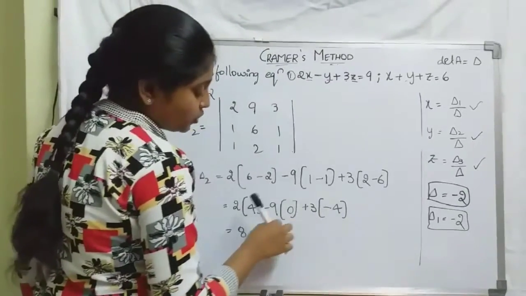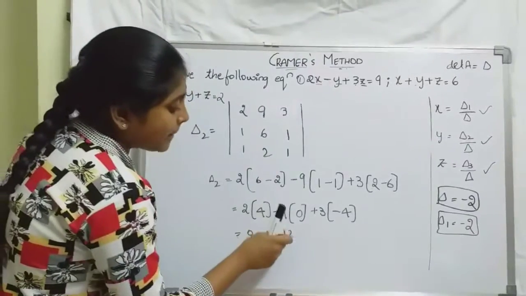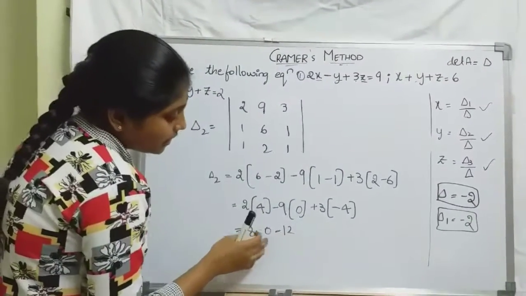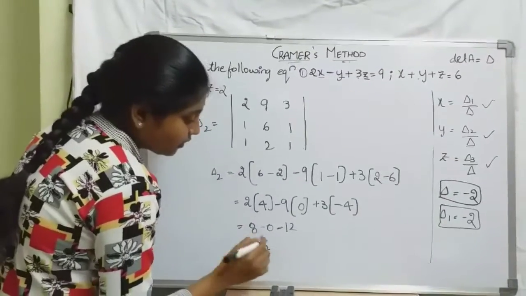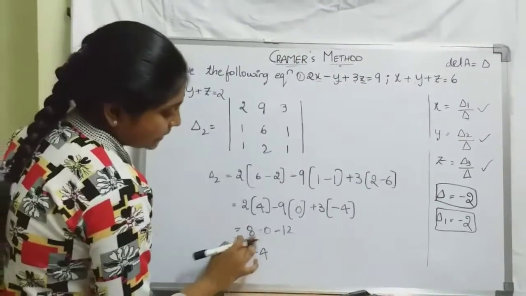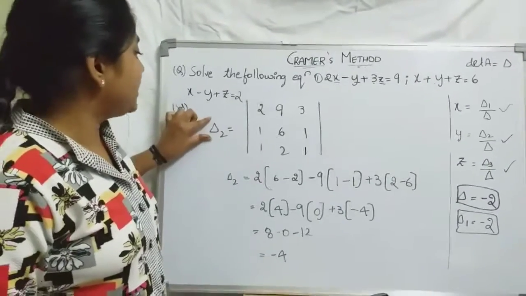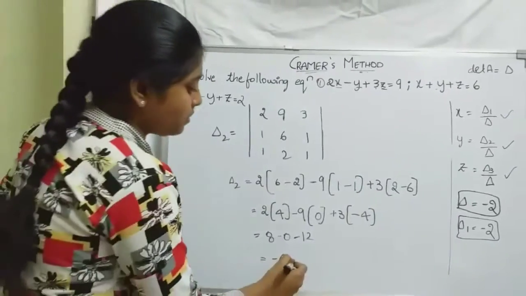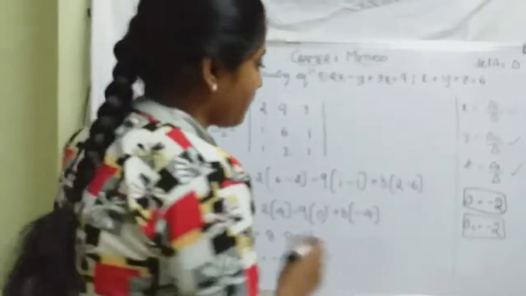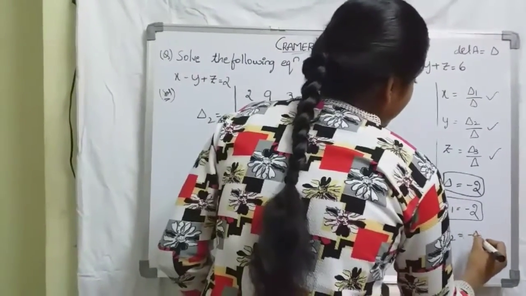3 fours are 12, plus into minus is minus, so minus 12. Minus 12 plus 8, so it will be minus 4. Now we got the delta 2 answer, that is delta 2 is equal to minus 4. So we will write it here in the rough work. Delta 2 value also we got, that is minus 4.